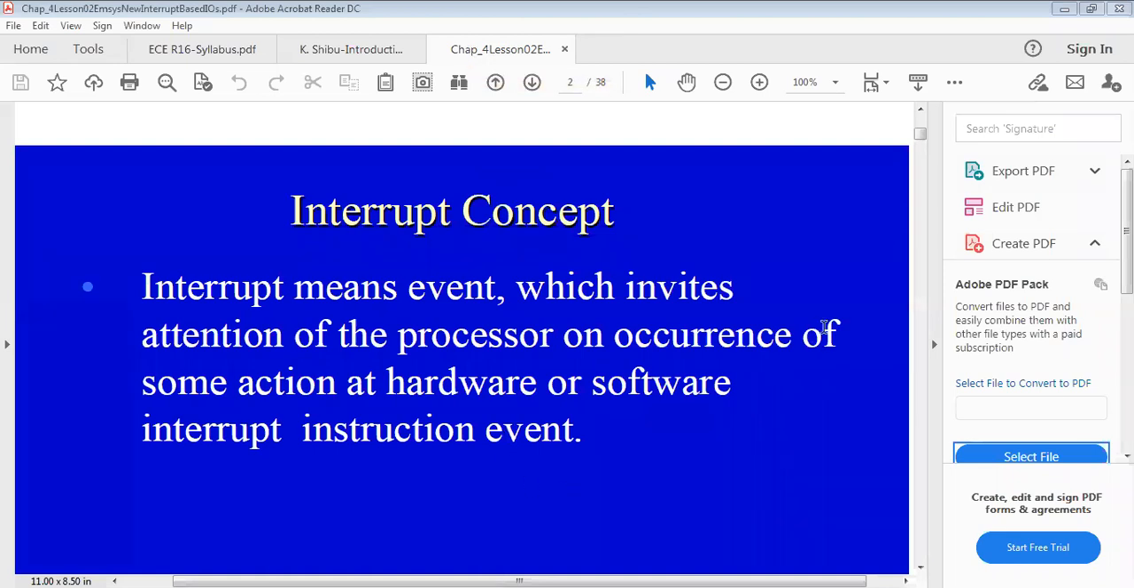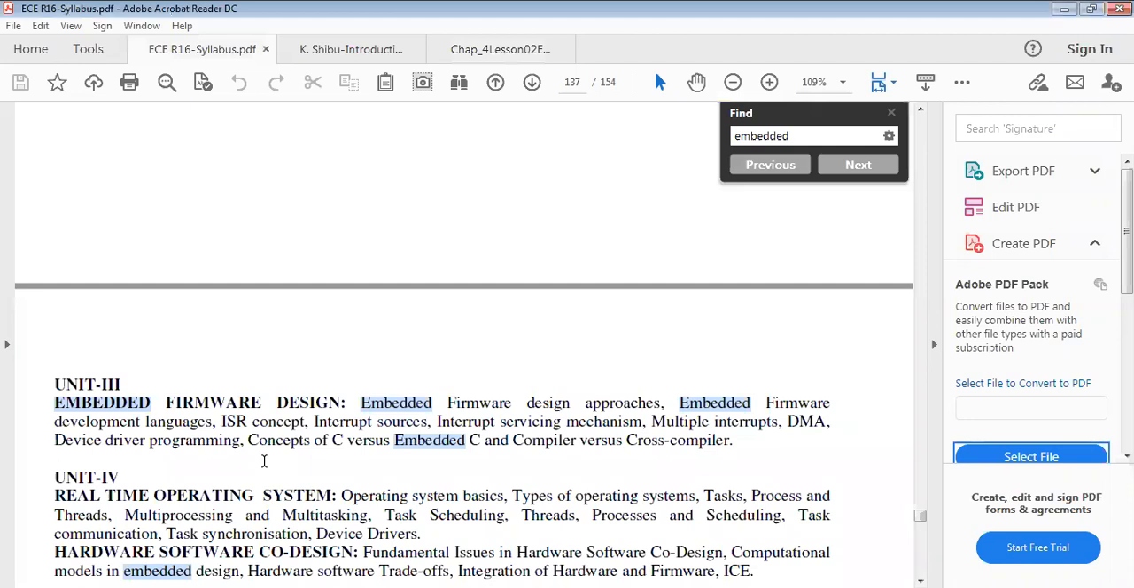Okay, so next one is the concept of interrupt. What is meant by interrupt? And as per the syllabus, the next concept is the ISR concept. Before going to the ISR concept, you have to know what is meant by interrupt. How those interrupts are organized is the ISR concept, and what the possible interrupt sources are, and what the interrupt service mechanism is. And for ISR, what mechanism they follow, and when it comes to multiple interrupts, how they handle those multiple interrupts.